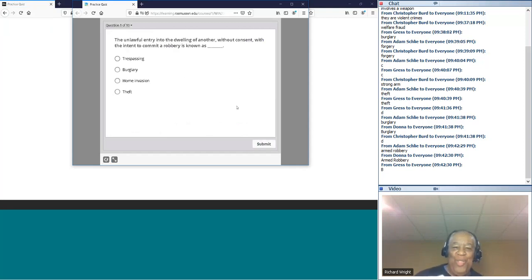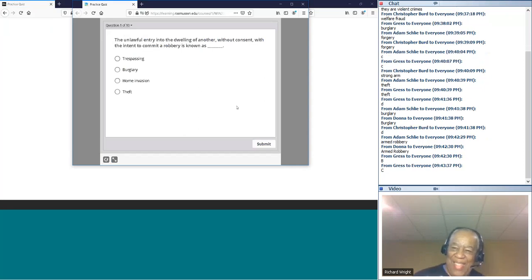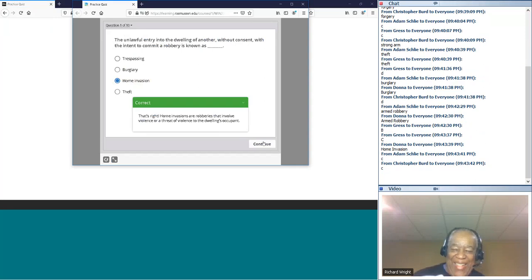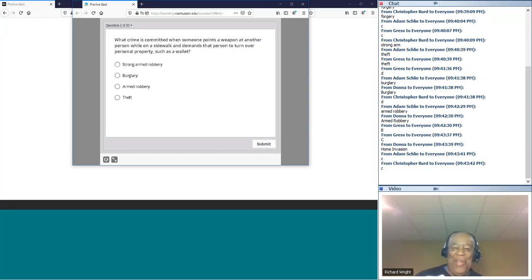The unlawful entry into the dwelling of another without consent with the intent to commit a robbery is known as what? Okay, all you guys got that. You're right. What crime is committed when someone points a weapon at another person while on a sidewalk and demands that person turn over personal property such as a wallet?